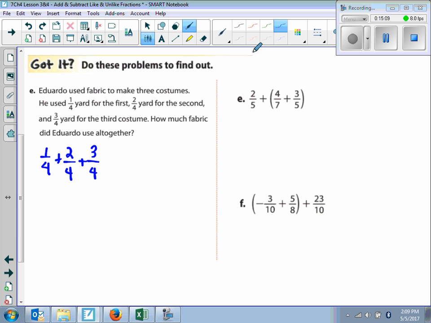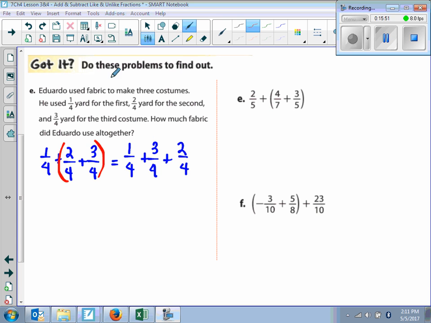So the first thing I'm going to show you is that we can flip these two around. Why do I want to get this 3/4 closer to that 1/4? So we can put them together. When I flip that around, I'm going to get 1/4 plus 3/4 plus 2/4. Does everybody see this? So now, what I did was I just flipped them, right? So that's going to be the commutative property. So now, can I just add these two together?